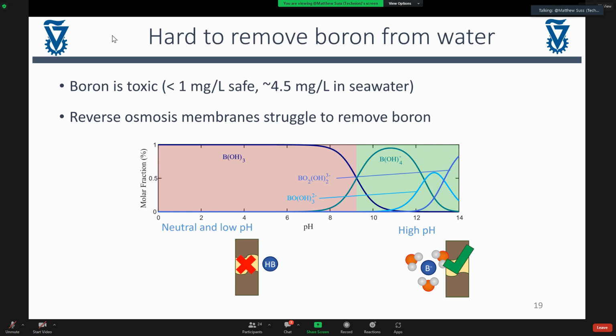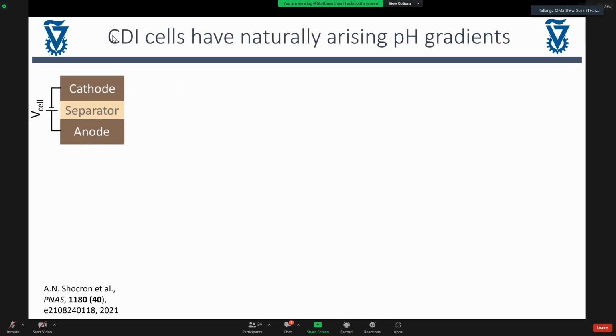And it becomes a big problem to treat boron. It takes a lot of extra energy and sometimes chemicals to raise the pH. So the problem is, how do we get boron out of water? The interesting thing about using CDI here is that CDI cells have naturally arising pH gradients. Every time you charge your CDI cell, you get a very large pH gradient across your cell.